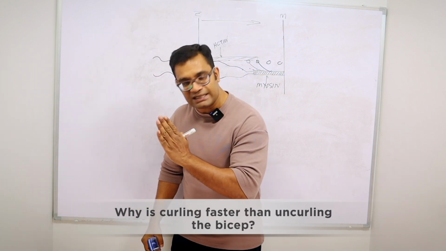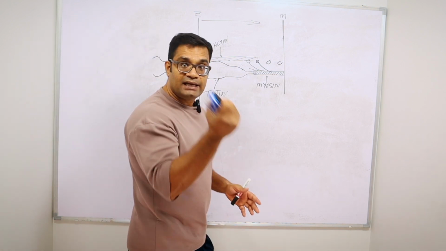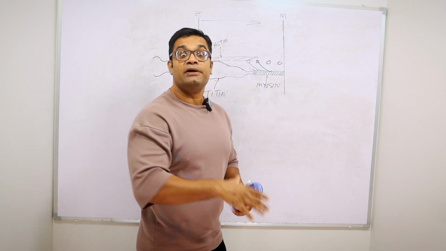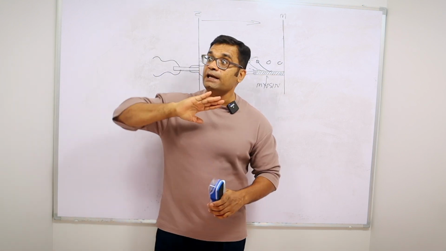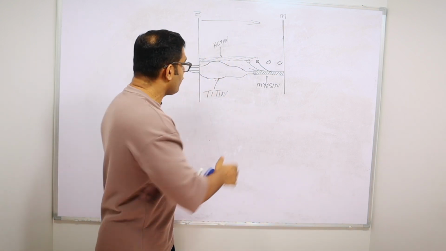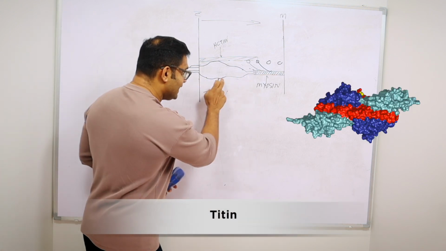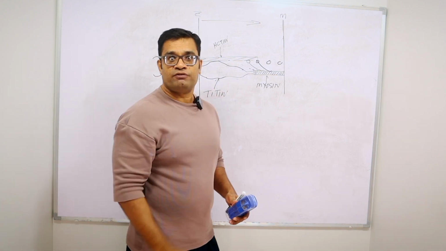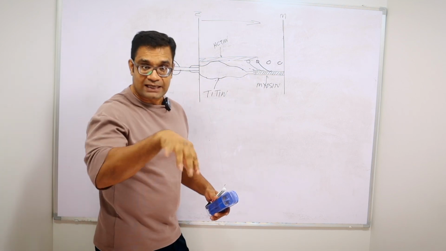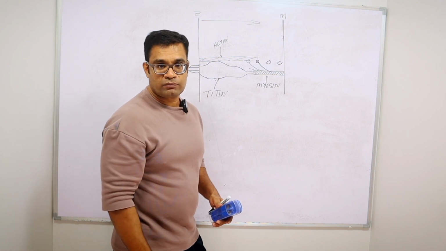As trainers, you always tell this to your client. Why do you tell it? Because if I can curl 100, I can uncurl 130. 30% more weight than what I can lift. Why? Because of this protein called titin. This titin is very stiff. Why? Because of the calcium that is there in the cytosol. Because of the calcium, its stiffness is a lot.